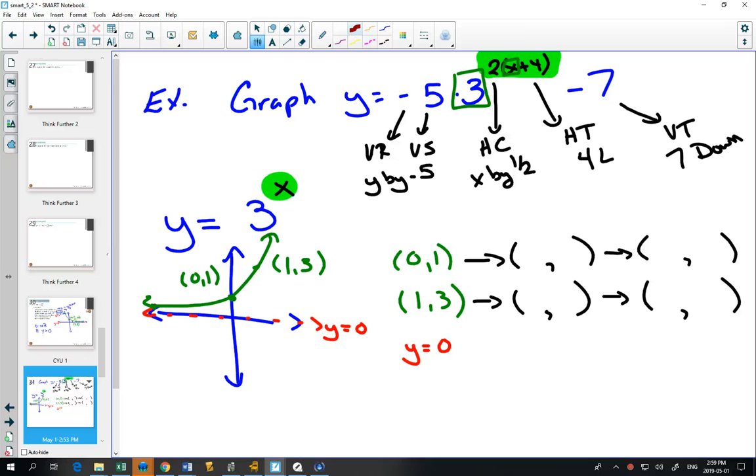Okay? So we're going to do stretches and compressions first. You're going to multiply your y values by -5, your x values by 1/2. Wow, that is dyslexic for today. We'll just leave that.